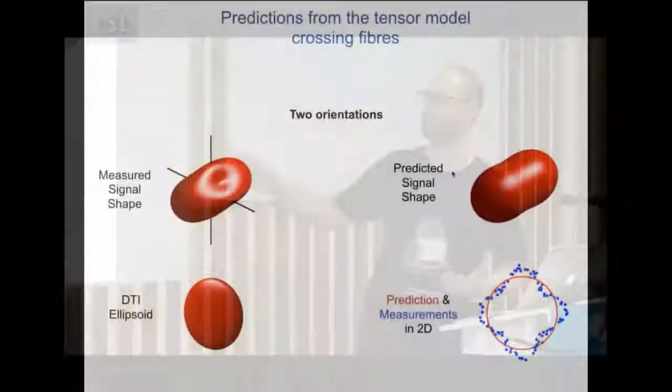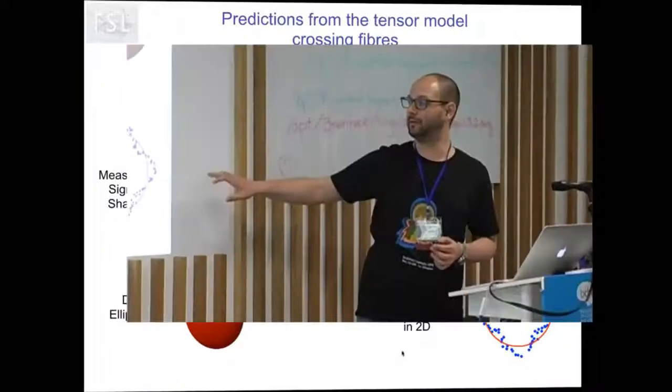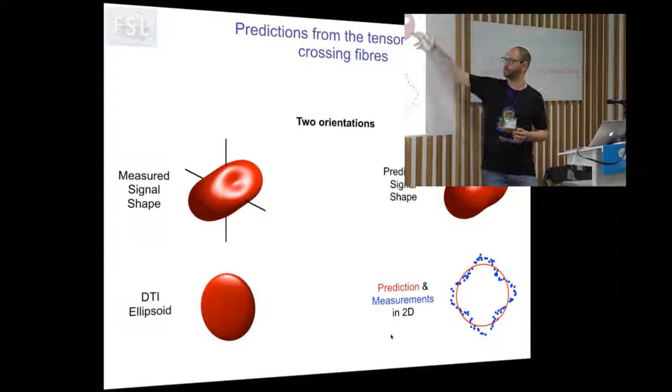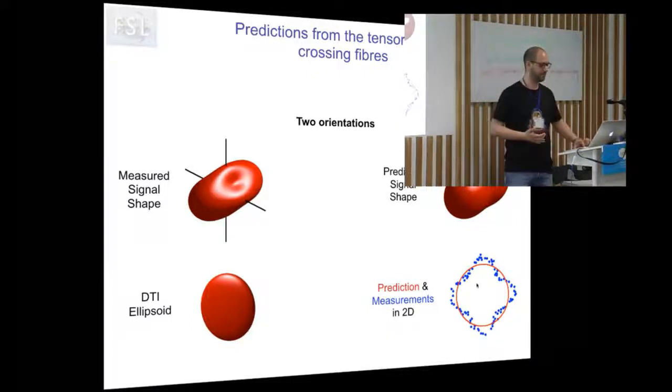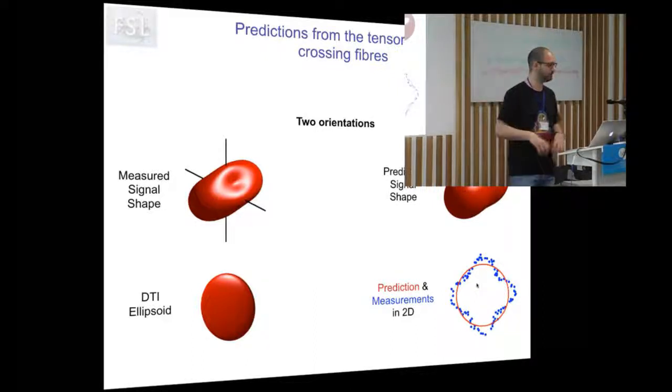The tensor gives you a completely different shape from the measurement that you have. The DTI ellipsoid collapses to the pancake shape that I was describing before. So the tensor can only estimate one direction, but it tries to tell you that there are actually two, but it can't tell you exactly which ones they are, so it only gives you the plane. And once again, if we take a cross-section here, we see that the prediction along this cross-section is circular, and the measurements no longer fall on the predicted signal shape.